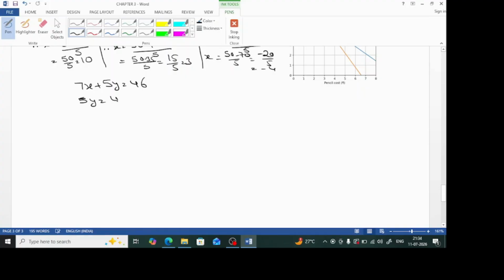5y is equal to 46 minus 7x. y is equal to 46 minus 7x upon 5. Now we will take different values of x and we will get different values of y. At least for every equation we must take 3 values. If we plot any 2 values on a graph, very naturally we can join them very easily and we will get a straight line.